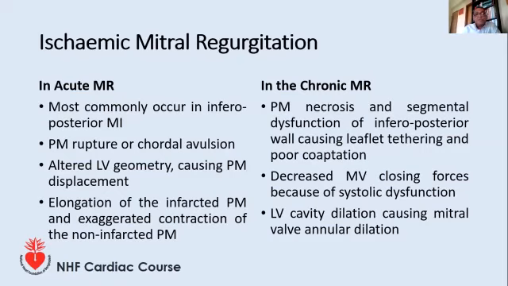An altered LV geometry causing papillary muscle displacement, elongation of the infarcted papillary muscles, and exaggerated contraction of the non-infarcted papillary muscles results in acute mitral regurgitation. In chronic mitral regurgitation, papillary muscle necrosis and segmental dysfunction of the inferior posterior wall cause leaflet tethering and poor coaptation. Mitral valve closing forces decrease due to systolic dysfunction, and LV cavity dilatation causes mitral valve annular dilatation, which results in chronic mitral regurgitation.